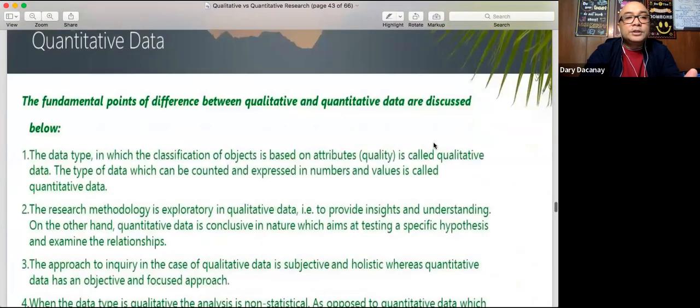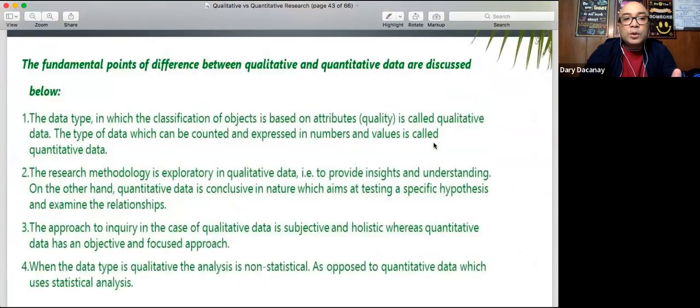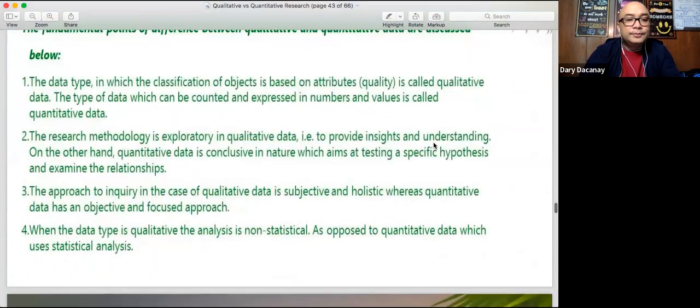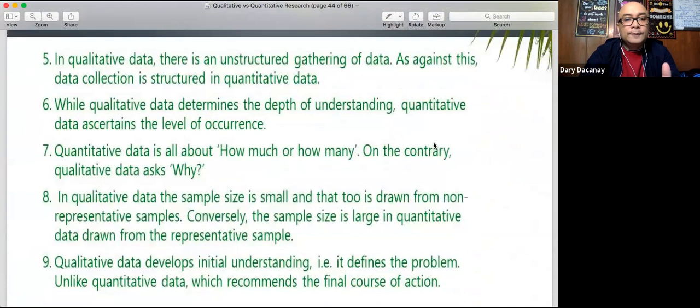Okay, the key differences, no, of qualitative and quantitative data. The data type in which the classification of objects is based on attributes or quality is called qualitative data, and the data which can be counted and expressed in numbers and values is called quantitative data. Yeah, I think this was mentioned earlier in the slide. Okay, ganun rin to. The how, yung mga questions, no? If it's why and how questions, that would be for qualitative. Pag quantitative, you talk about the what. Okay.